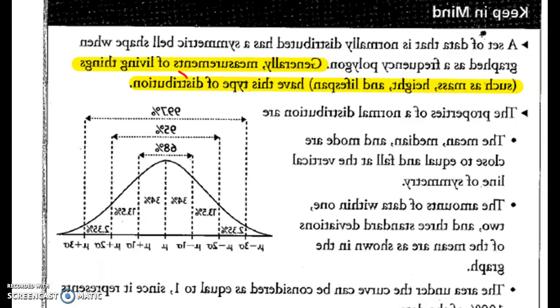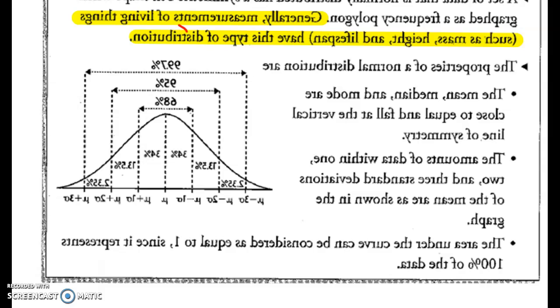The area under the curve can be considered as equal to 1. It represents 100% of data. So the area under there is 100%, equal to 1 whole.